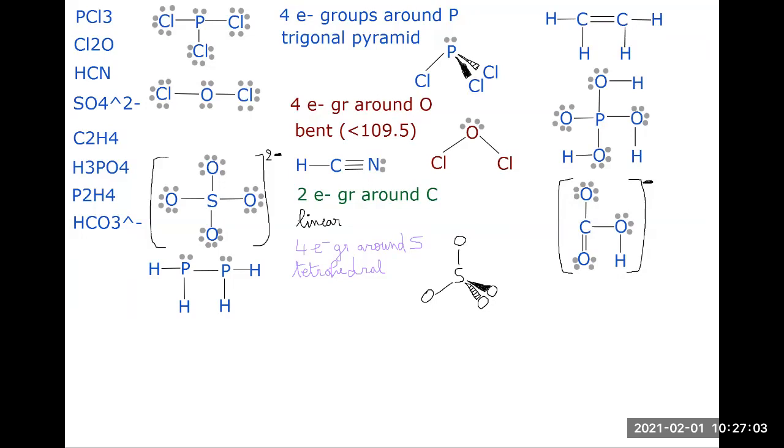And so that's the tetrahedral shape. I will not draw the lone pairs on the oxygen, that would be too much. And sulfur doesn't have a lone pair, so then we'll leave it like this. So that's the tetrahedral shape of the sulfate ion.